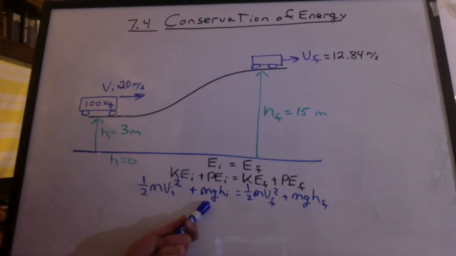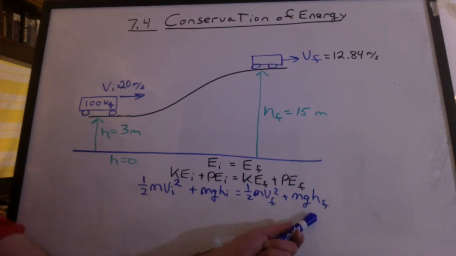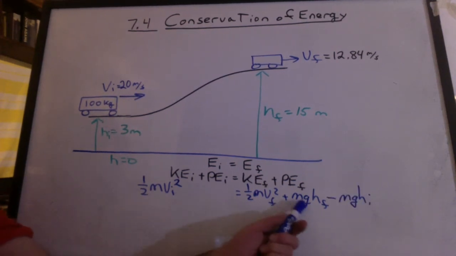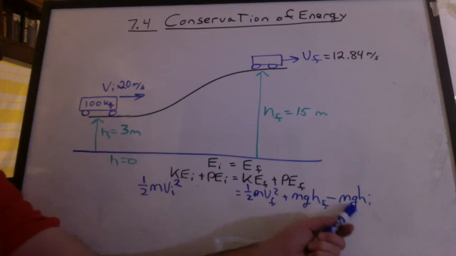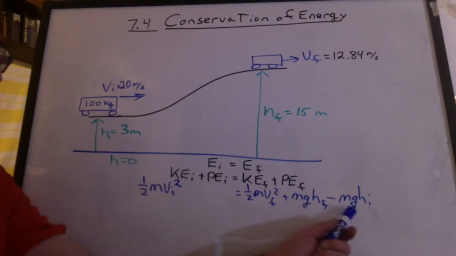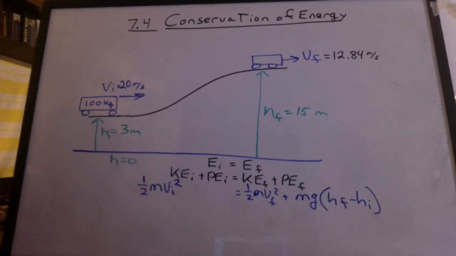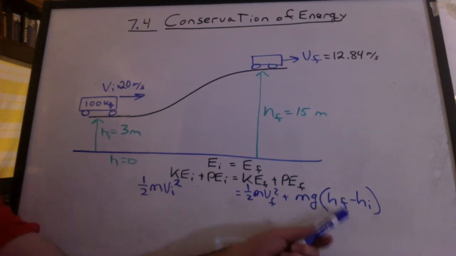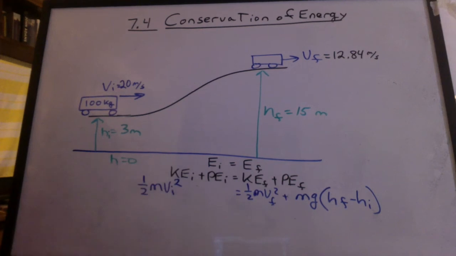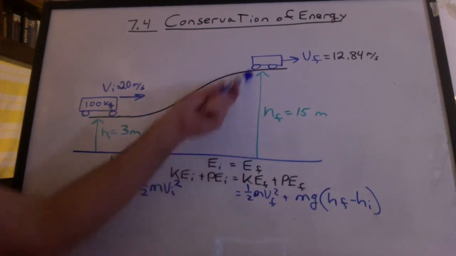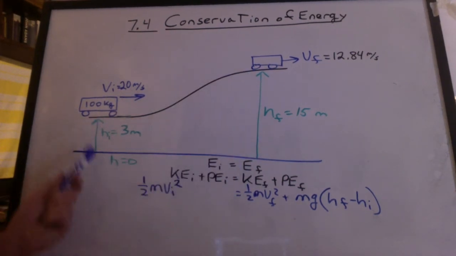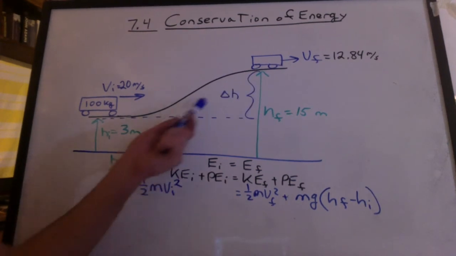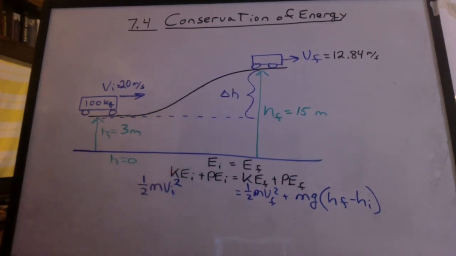Watch what happens if we bring mgh initial over to this side. We have mgh final minus mgh initial. We can factor out the mg. We have mg times h final minus h initial. What does this mean on the diagram? We're taking the final height, subtracting the initial height. It gives us the change in height.